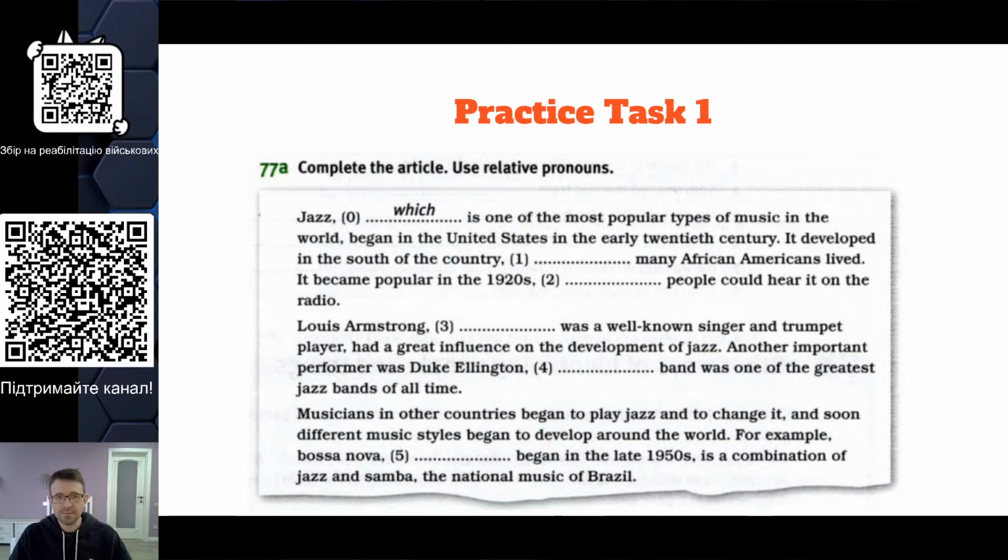Number 4, another important performer was Duke Ellington, whose band was one of the greatest jazz bands of all time because it's his band, the band belongs to him, and so we should use whose. And then finally, number 5, for example, bossa nova, which began in the late 1950s. Bossa nova is a type of style, so it's a thing, so we should use which here. And again, that is not possible because it's a non-defining relative clause. Does anybody have any questions here?